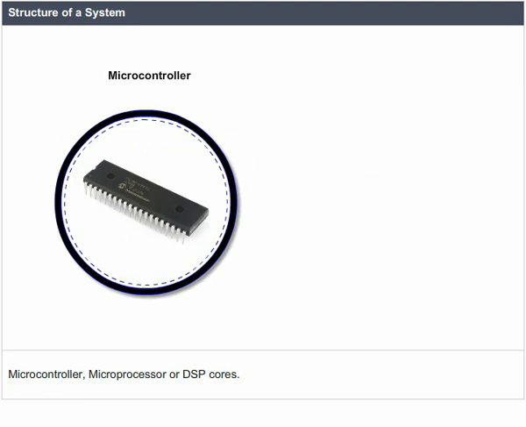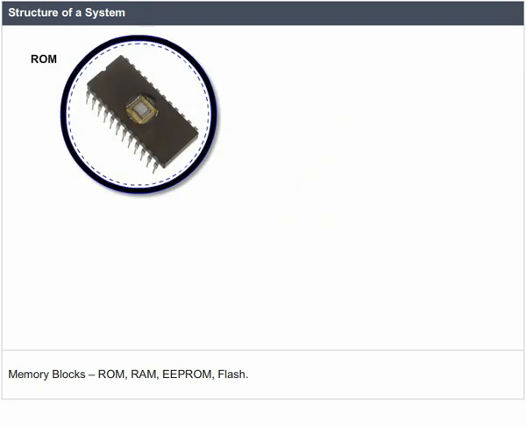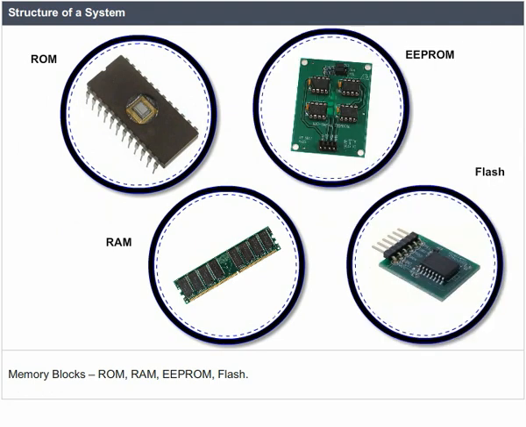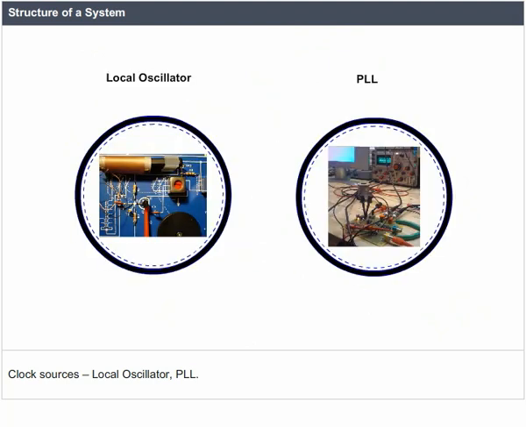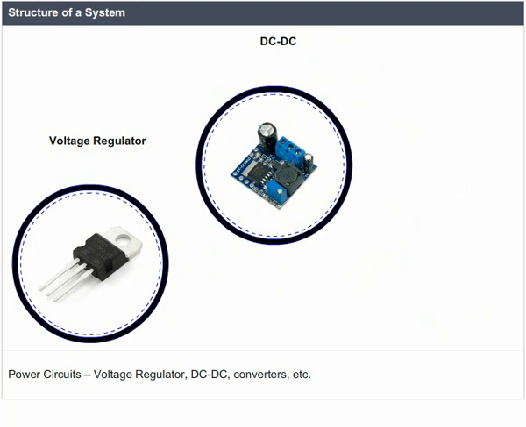Structure of a system: microcontroller, microprocessor, or DSP cores. Memory blocks: ROM, RAM, EEPROM, flash. Clock sources: local oscillator, PLL. Power circuits: voltage regulator, DC-DC converters, etc.